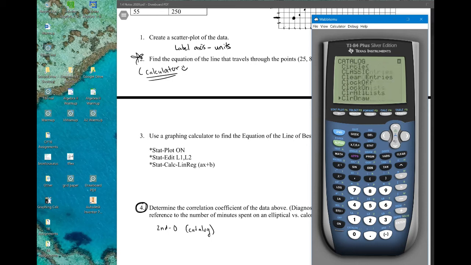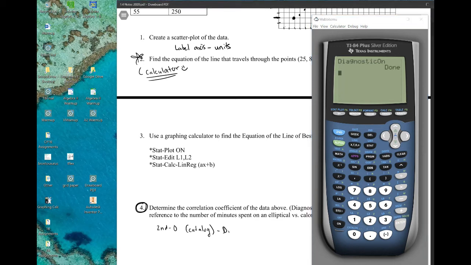Almost there. These are all the operations in your calculator. There it is, off, and we want on. So just hit enter and enter. It'll just say done. So make sure you turn diagnostics on. After that little bit, we can start plugging things in.